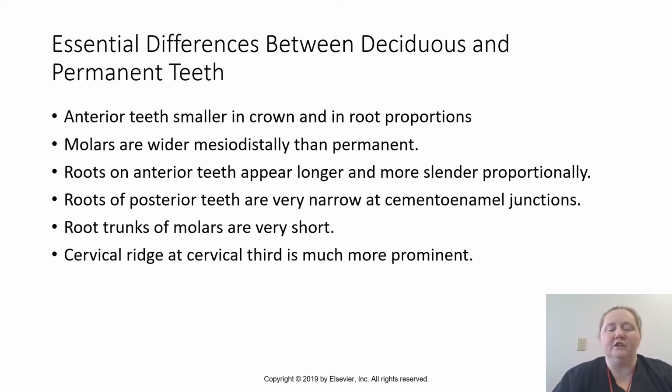Roots on the anterior teeth do appear longer and more slender in proportion. And the root of posterior teeth are very narrow at the CEJ. And the root trunks of molars are really short. And that's just for less to be resorbed, right, when those permanent teeth are coming in. The cervical ridge at the cervical third is definitely much more prominent in all of the primary teeth.